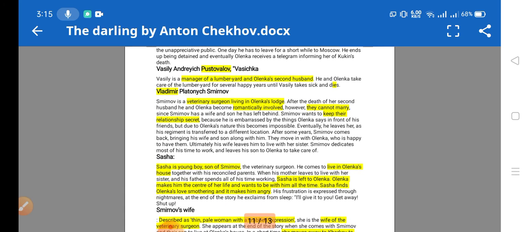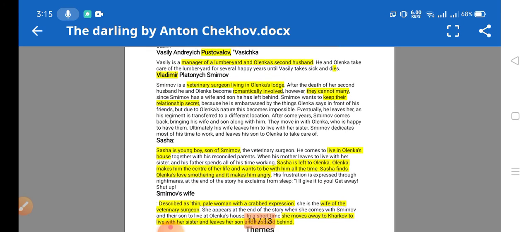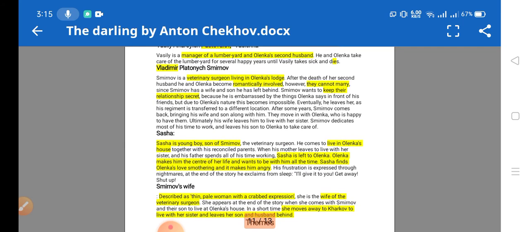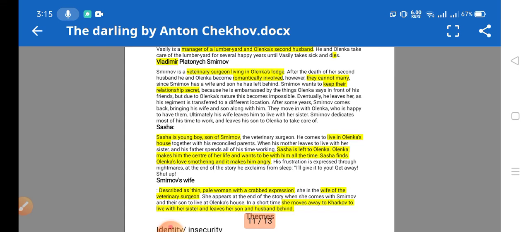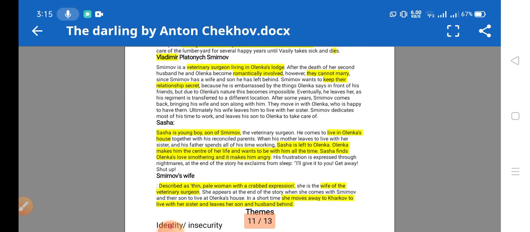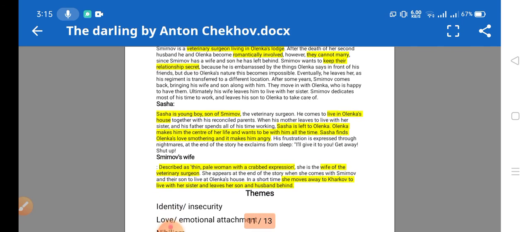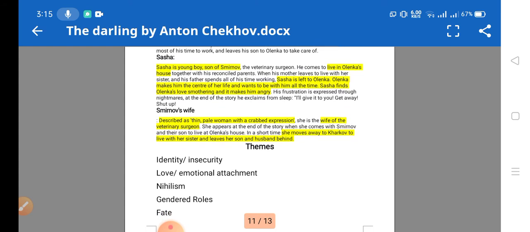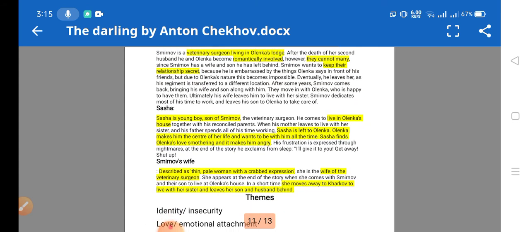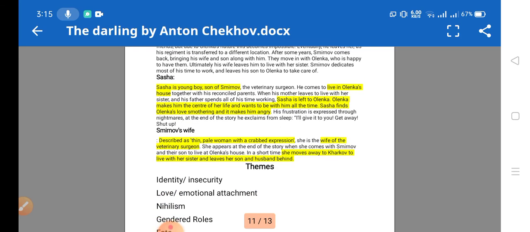Then the second character, Pustovalov, second husband of Olenka, manager of a lumberyard, and he also dies after some time. And then Ledema, the veterinary surgeon, having a romantic relationship with Olenka but didn't marry her, and they keep their relation secret. He has a wife and son, Sasha. Okay, and Sasha, yes, the young boy, son of this Ledema, or Smirnov, which is a nickname for Ledema.